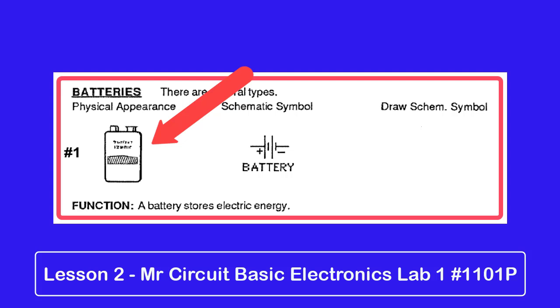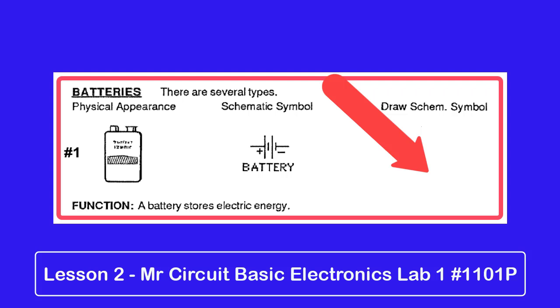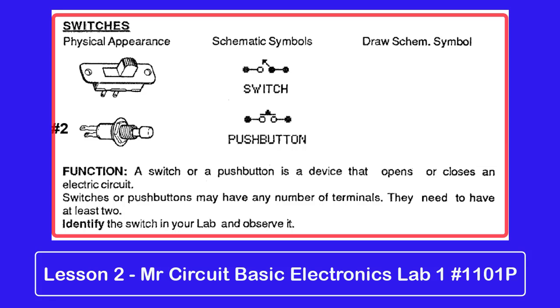To the right of the battery you will notice that we have a schematic symbol. And I want you to draw that symbol on your paper, on that lesson paper that you have. And the function of a battery is that it stores electric energy. The next one is switches.